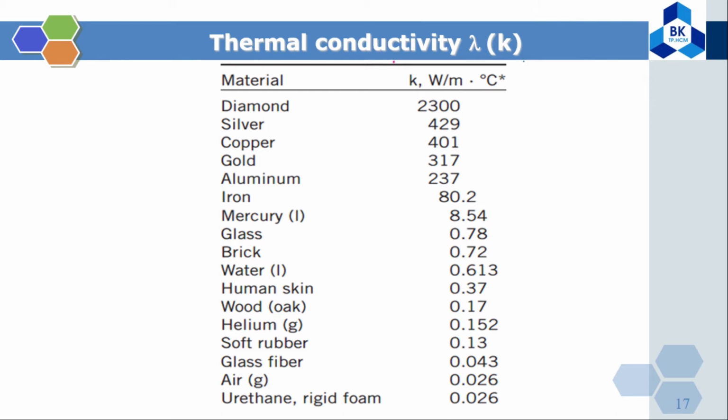So it depends on whether you need heat to transfer through the material or you don't want heat transfer. For example, if you want to make a heat exchanger, you definitely need to use a metal like copper, silver, aluminum, or iron. Whereas if you want to insulate a space, you use insulation, for example soft rubber or urethane, which have very low thermal conductivity to insulate against heat transfer.